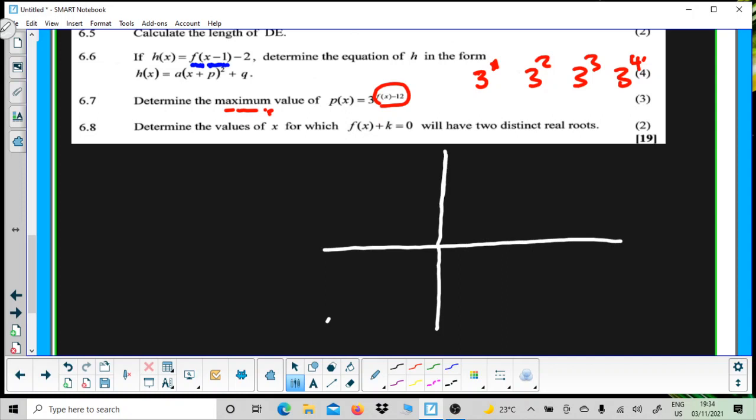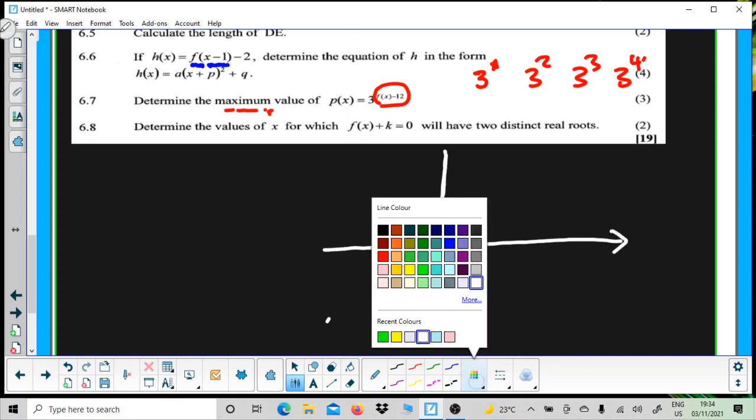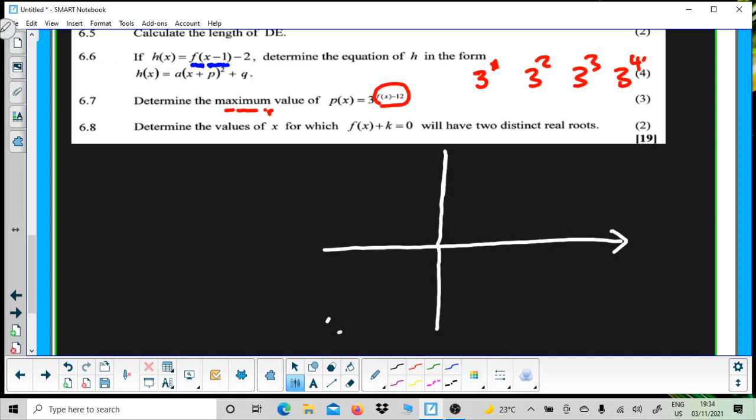What was the x-intercept? Who still recalls? -3 and? So it was more like this, I should think.